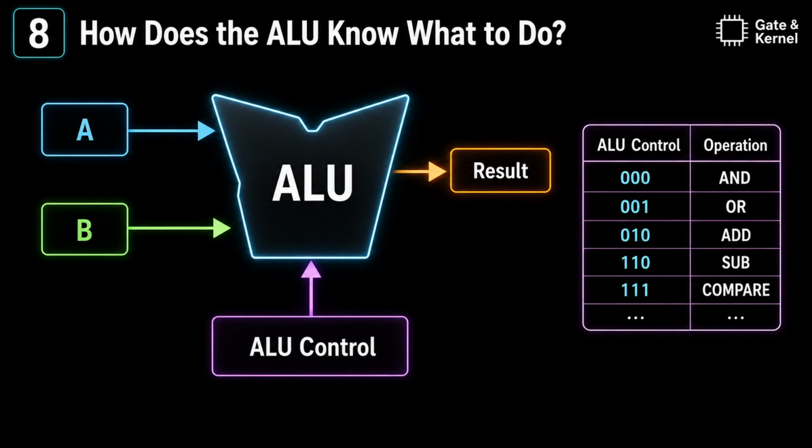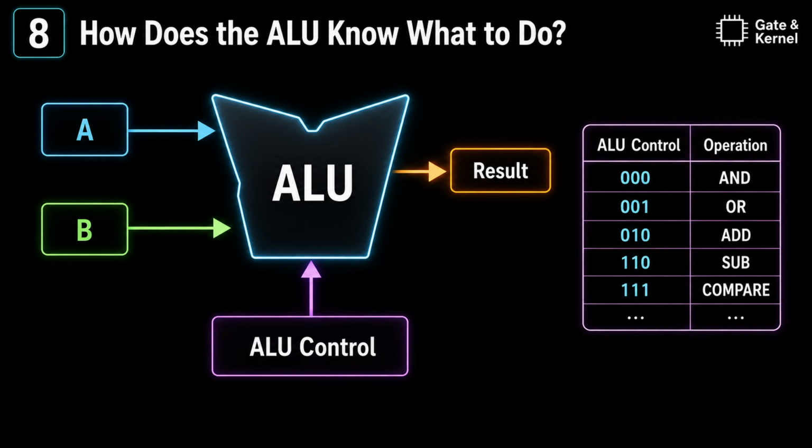This gives us a very useful way to think about the ALU. A and B answer the question, what data are we working on? ALU control answers a different question, what should we do with that data? Conceptually, we might say that control value 000 means AND. 001 means OR. 010 means ADD. 110 means SUB. And 111 means compare.